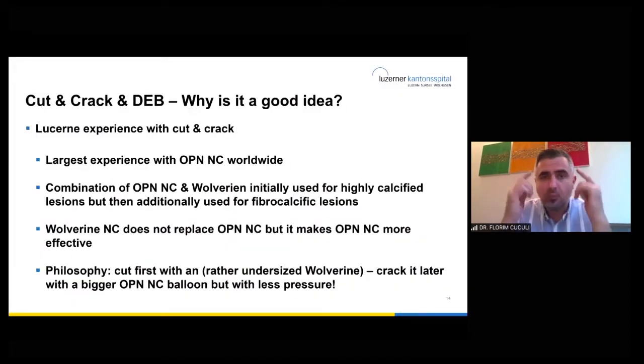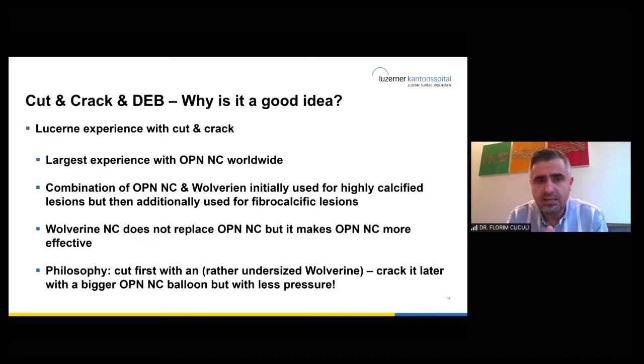Now, why do I believe, or do we believe, that it is a good idea to combine cutting and cracking with drug-eluting balloon? I think it's good for many reasons. One, I said it's the mechanical part of it. So I believe, or the experience we have made so far, is that when we combine it this way, and I will show you cases, that then the lesion is less likely to dissect.